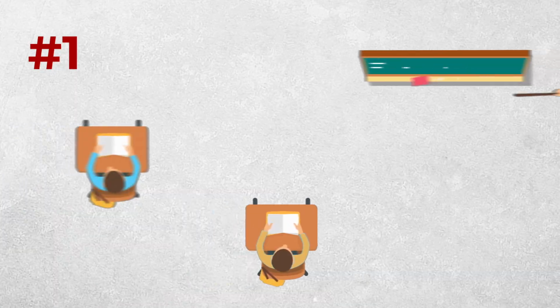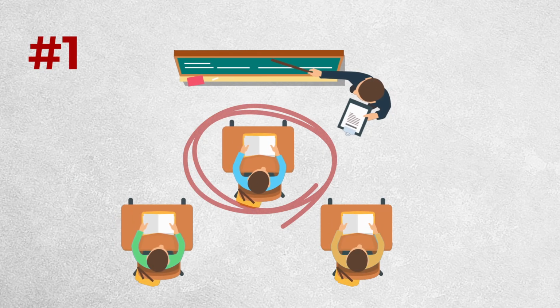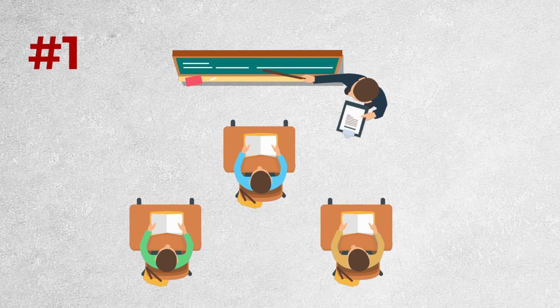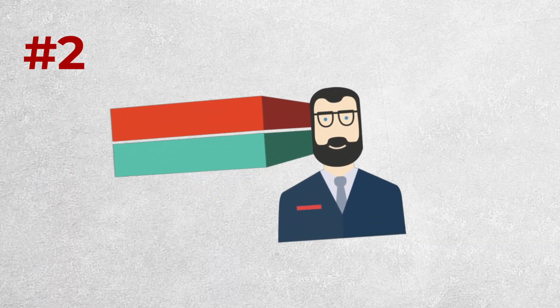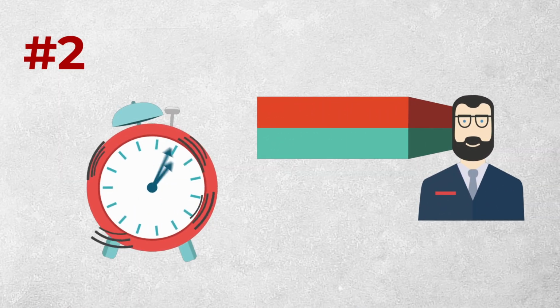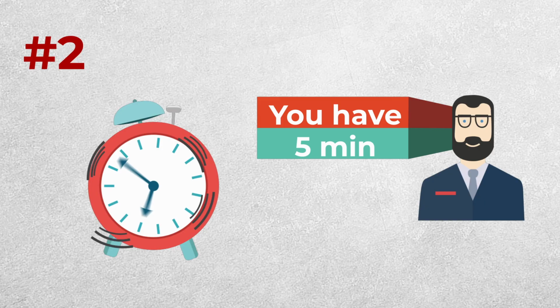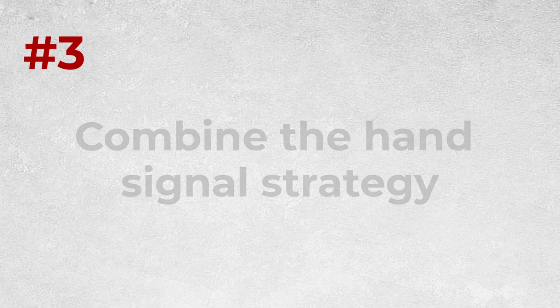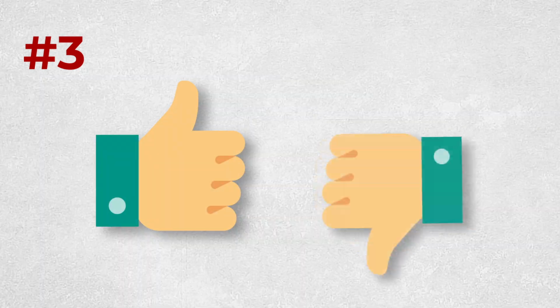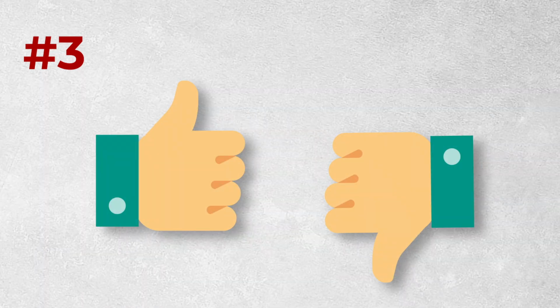Here are a few helpful tips for using numbered heads together. Number 1, after the initial student provides an answer, ask a different student on the same team to explain the team's thinking. Number 2, provide clear and consistent cues for how much time is available and consider using a visual timer. Number 3, combine the hand signal strategy by prompting students to show a thumbs up or a thumbs down if they agree or disagree with the team's response.